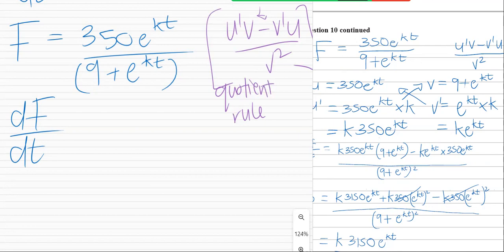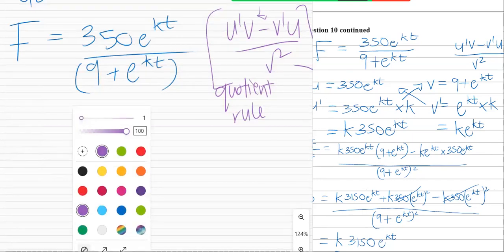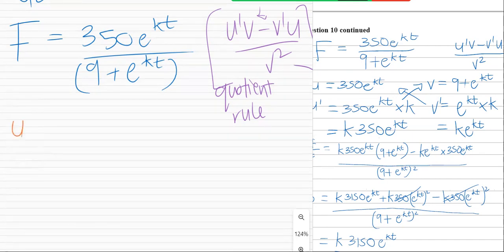So what is our u? Before we get to df/dt, we need our u and our v. Those are just things that we're letting. So u, in this case, is just the top function. So u is the top function.